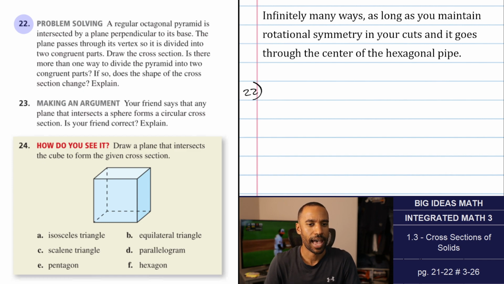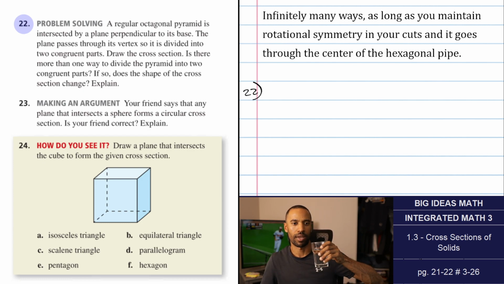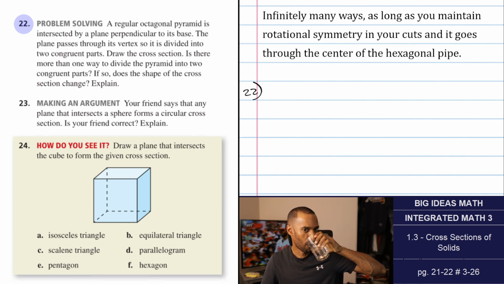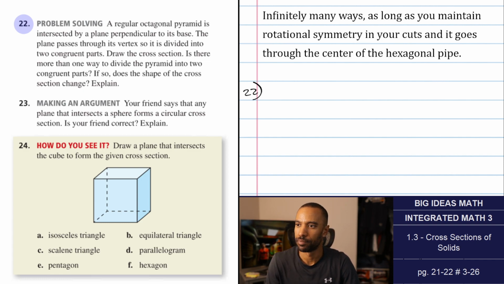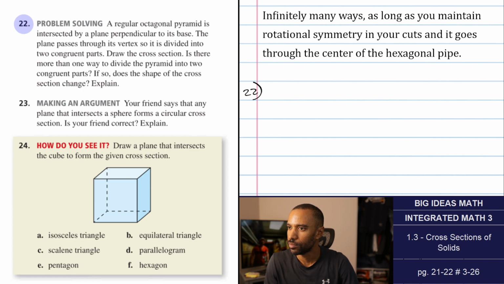A regular octagonal pyramid is intersected by a plane perpendicular to its base. The plane passes through its vertex, so it's divided into two congruent parts. Draw the cross section. Is there more than one way to divide the pyramid? If so, yeah. Okay, let's do that. Octagon.